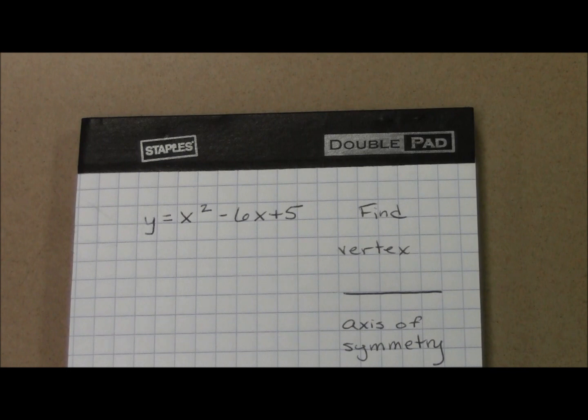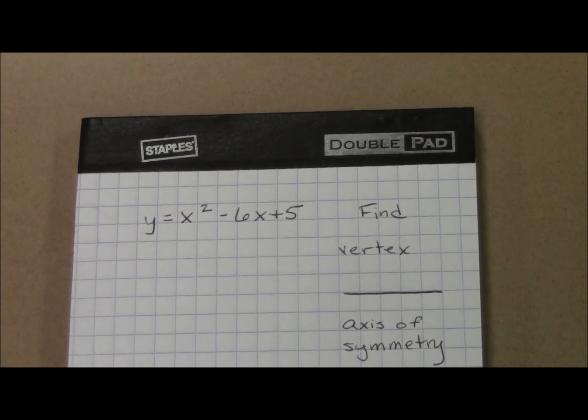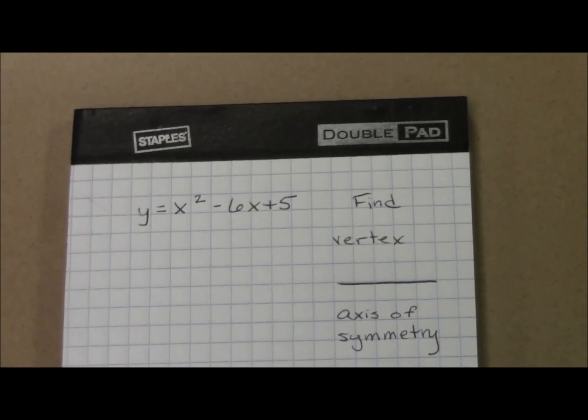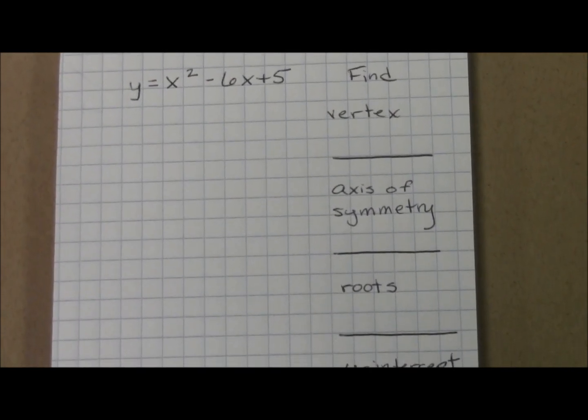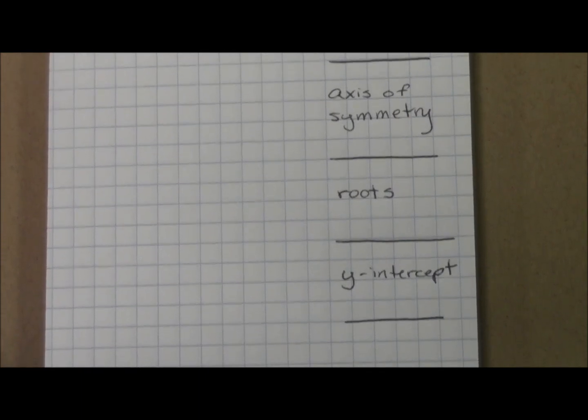Now there are some key aspects of a parabola that should be found when you're going to graph one. We will be looking at how to find the vertex, the axis of symmetry, the roots, and the Y-intercept.